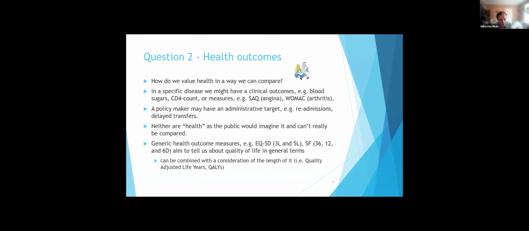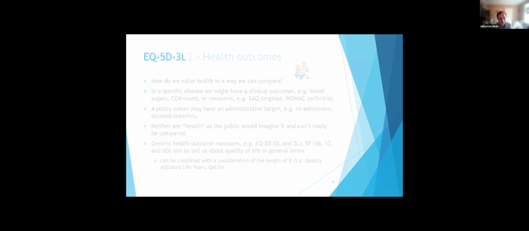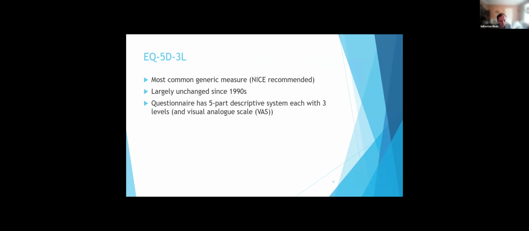So then you can combine this idea of quality of life with some idea of how long that quality of life is achieved for, to get this idea of a quality adjusted life year that comes up again and again in economic evaluation. For the sake of this presentation, I'm just going to focus on the EQ5D3L. It's the most commonly used generic measure and is also recommended by NICE. So you see it a lot, and it's largely unchanged for over 30 years now.